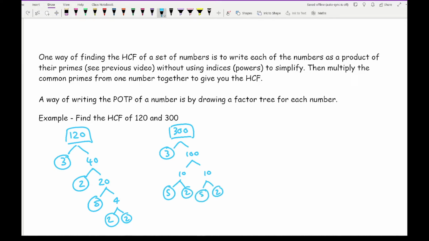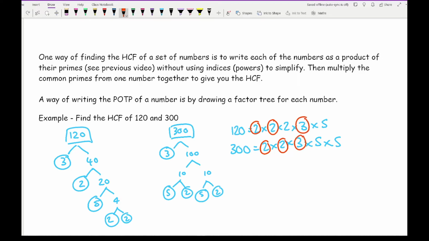So from this, what I've got is 120 equals 2 times 2 times 2 times 3 times 5. And for 300, I've got 2 times 2 times 3 times 5 times 5. Now from this, what I can then do is circle which numbers appear in both. So 2 is on both. I've got another 2 that appears in both, I've got a 3 that appears in both, and I've got a 5 that appears in both.